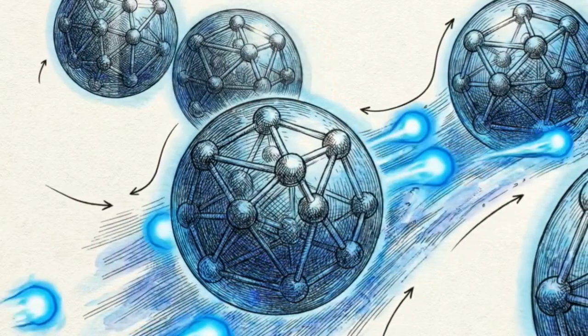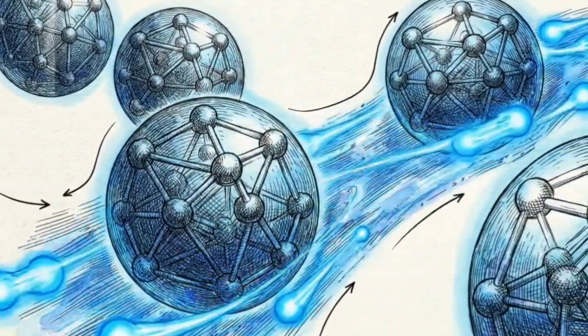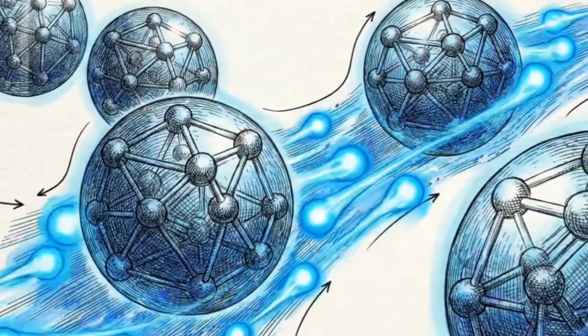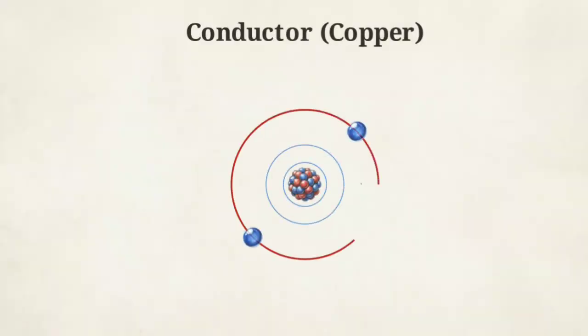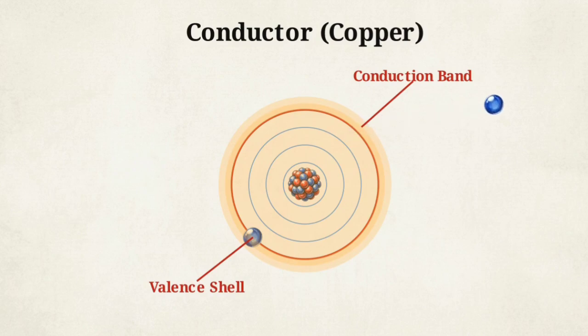At its most basic physical level, electricity is simply the movement of free electrons passing from one atom to another. In a conductive metal like copper, the outermost ring, the valence shell, physically overlaps the conduction band. Because of this overlap, electrons are barely held by the nucleus. They slip right into the conduction band and drift freely.